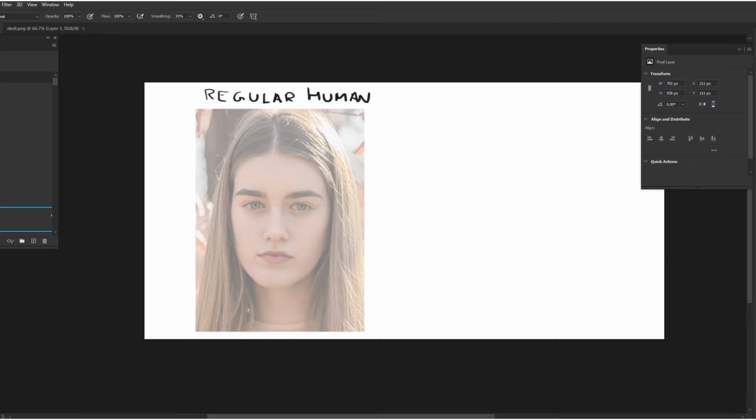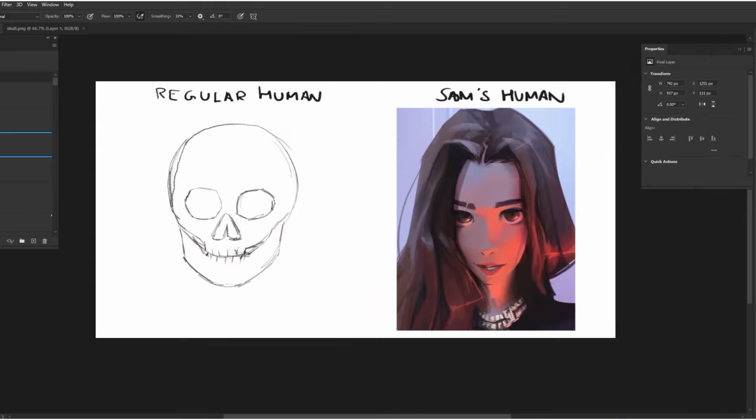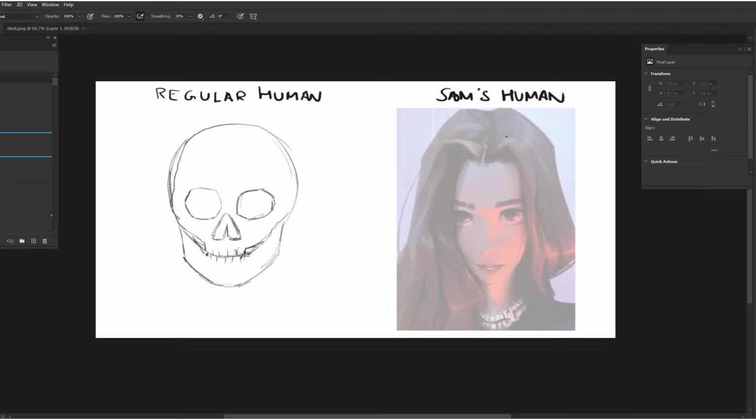Here is a regular human face. If I turn the opacity down and draw a skull over it, these are the proportions we get. Here, on the other hand, is one of Sam's characters. If I try to draw a skull over this face, here are the obvious differences you notice.